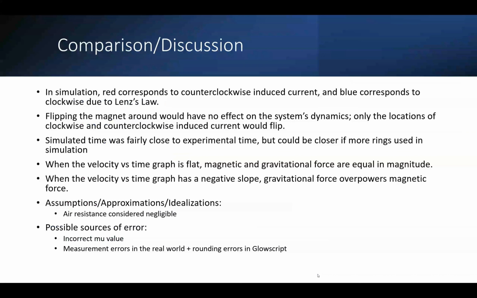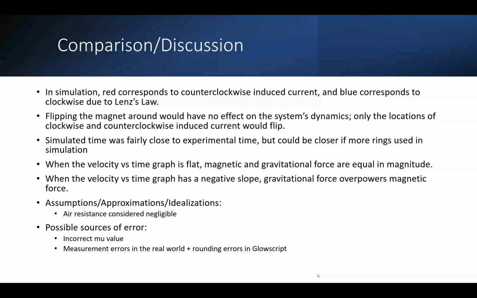So for a comparison discussion, in the simulation, the red, which you couldn't really see because it was the end of the simulation picture, red corresponds to counterclockwise induced current, and blue corresponds to clockwise due to Lenz's law. If the magnet were flipped around, it would have no effect on the system's dynamics, as only the locations of clockwise and counterclockwise induced current would flip. The simulated time was fairly close to the experimental time, but could be closer if more rings were used in the simulation or if other conditions were tweaked.